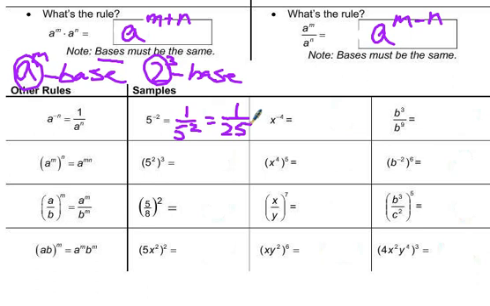Okay? On here, the rule is that when you find a power of a power, you're actually going to multiply. So here I've got 5 squared 3 times. So really what that means is I have 5 squared, which is 5 times 5, but I have 3 sets of those. Well, how many 5s is that? Well, altogether that's 6 5s. That's 5 to the 6th power.